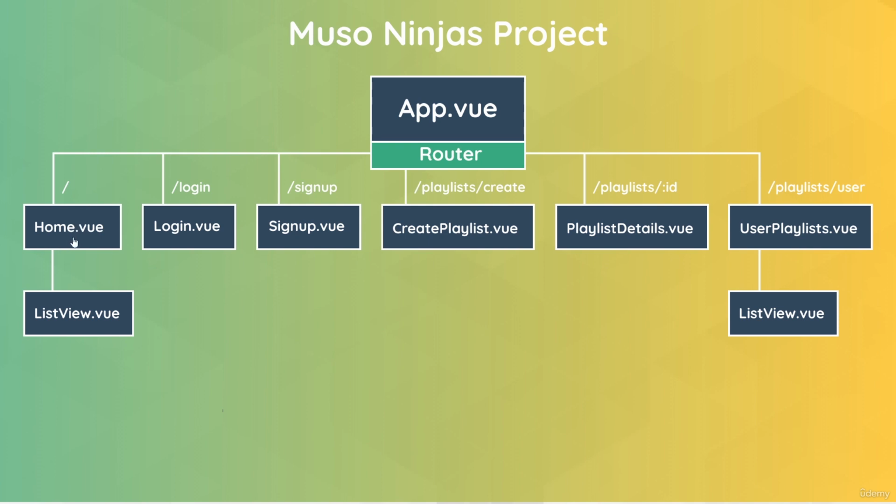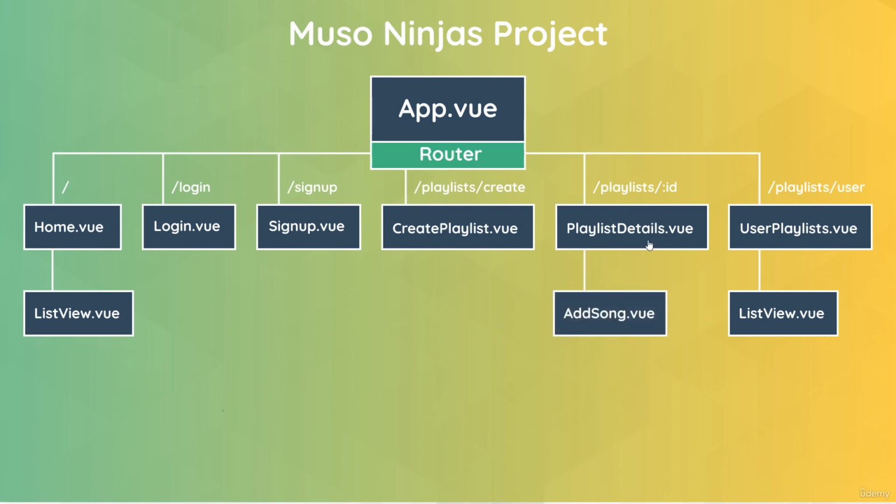Now inside the home.vue, we're going to have a list view component which will cycle through different playlists and output them, and the same will be true inside user playlist. It's just that the list of data is going to be slightly different here, but we're going to use the same component to output that data to make it a bit more reusable.